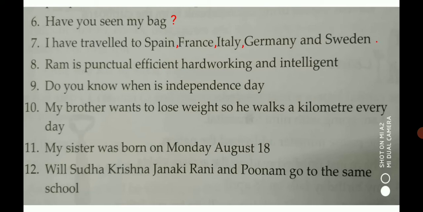Ram is punctual, efficient, hardworking and intelligent. So here there are more than two qualities in the sentence. Then what will we do? We will put a comma. After punctual put a comma. After efficient put a comma. And then what will we do? Yes, we will put a full stop after intelligent, meaning a full stop after the sentence.